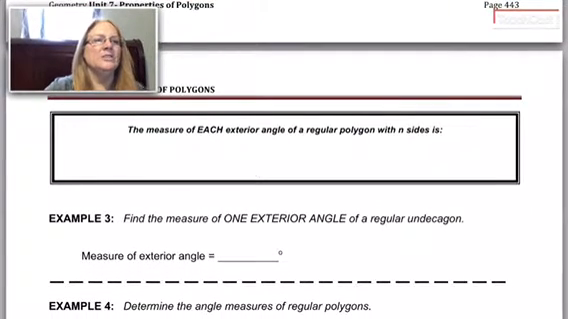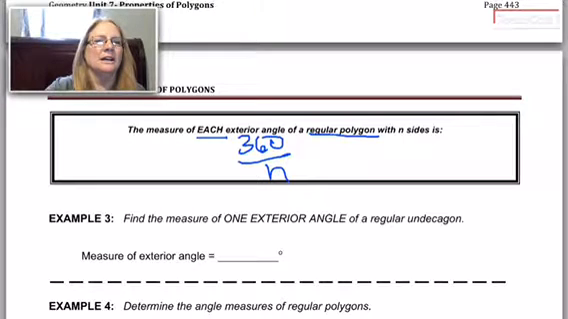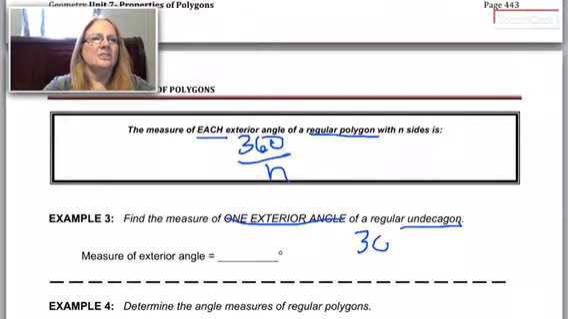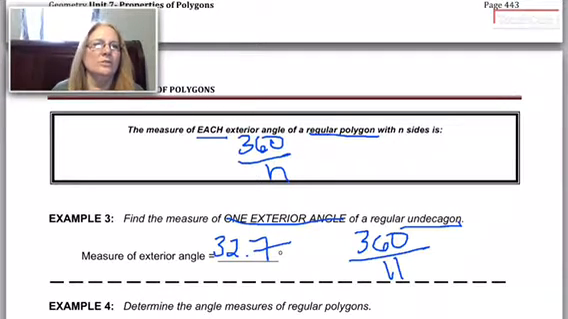Now, the measure of each exterior angle. So one angle, now this has to be regular. If it's a regular polygon and you want to know the measure of each exterior angle, you just take 360 and divide by n, the number of sides. So find the measure of one exterior angle of an undecagon, and it is just 360 divided by 11. Now, this can have decimals, so 360 divided by 11 is 32.7. So angles can be a decimal. That's how you do it.